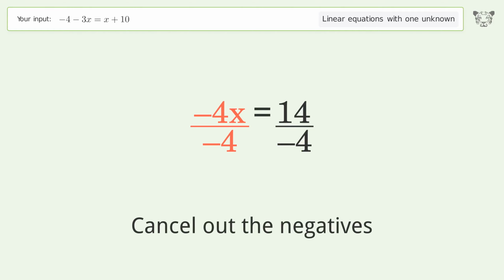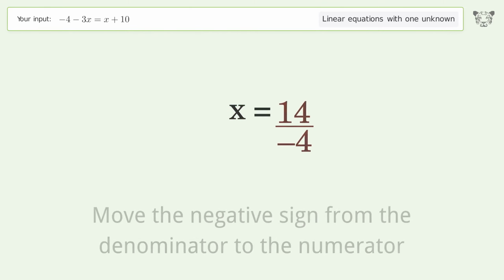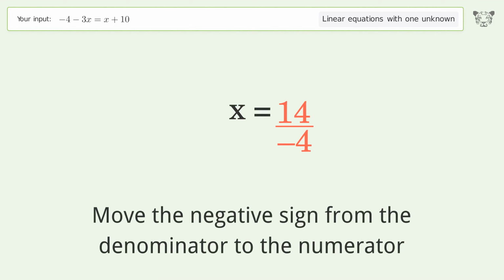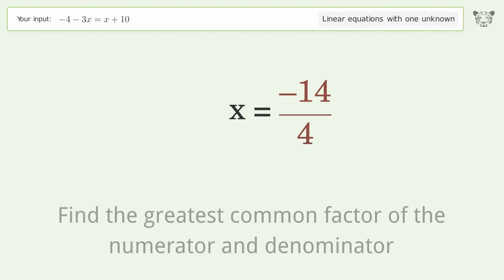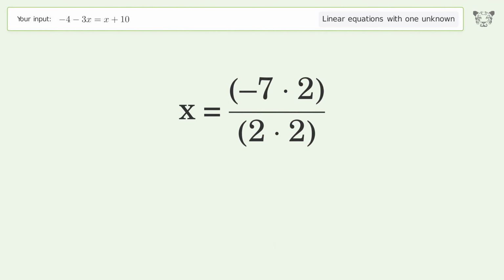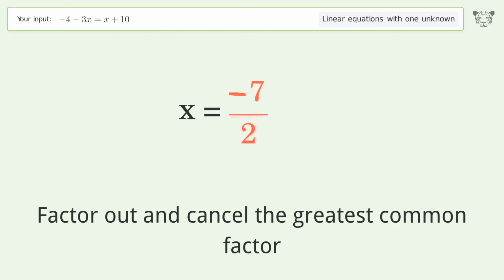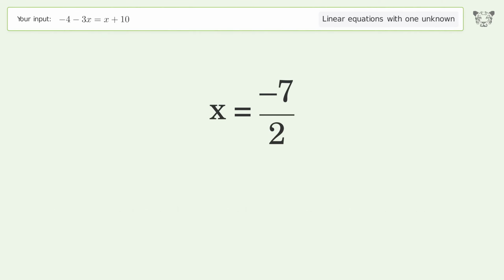Cancel out the negatives. Simplify the fraction. Move the negative sign from the denominator to the numerator. Find the greatest common factor of the numerator and denominator. Factor out and cancel the greatest common factor. And so the final result is x equals -7/2.